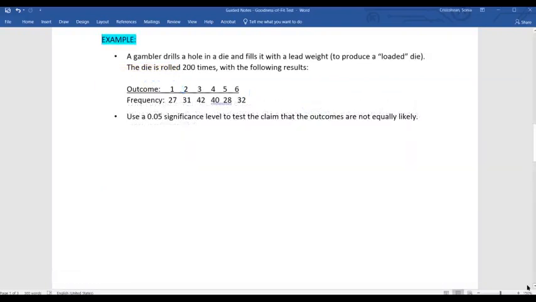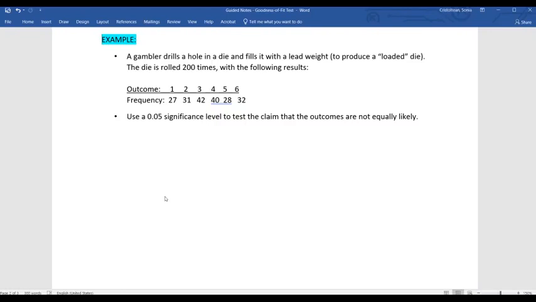Here is our first example. A gambler drills a hole in a die and fills it with lead weight to produce a loaded die. The die is rolled 200 times with the following result. We have each outcome right here on the top, and we have the frequency for number 1, 27, number 2, 31, and so on.